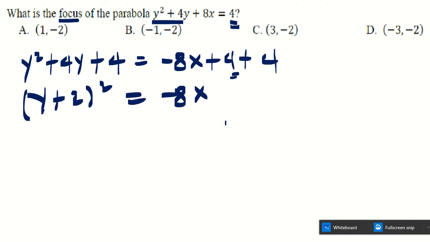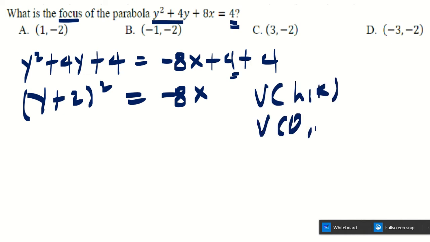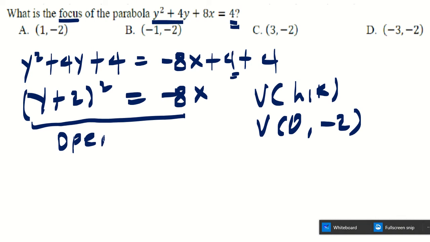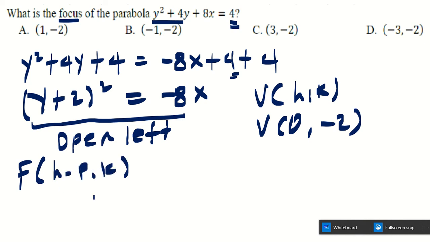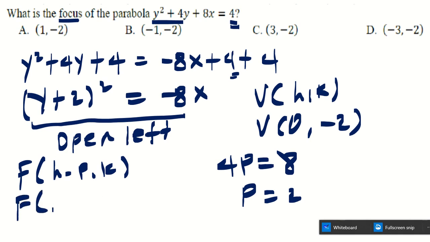So what is the vertex? The vertex is (h, k), which is 0, and the k value is negative 2. This parabola is horizontal, opening left. If it opens left, the focus will be (h minus p, k). What is p? 4p is already 8, the coefficient of x, so the p value will be 2. So the focus point will be 0, negative 2, the k is negative 2 already.